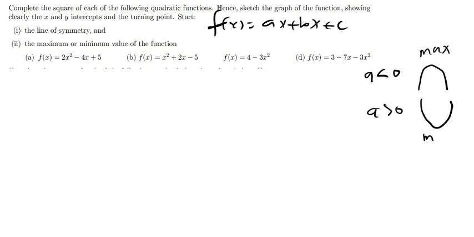Now I'm going to ask you a simple question. We have this question here, part A, which is 2x² - 4x + 5. Do you think a is greater than 0 or less than 0? This is supposed to be squared. Yes, it's greater than 0, meaning our graph has to be in that manner, and we're going to have a minimum. Now the question is, we need to find the line of symmetry, sketch, and find the minimum or maximum, the value of the function. The value of the function is going to be the maximum or the minimum.